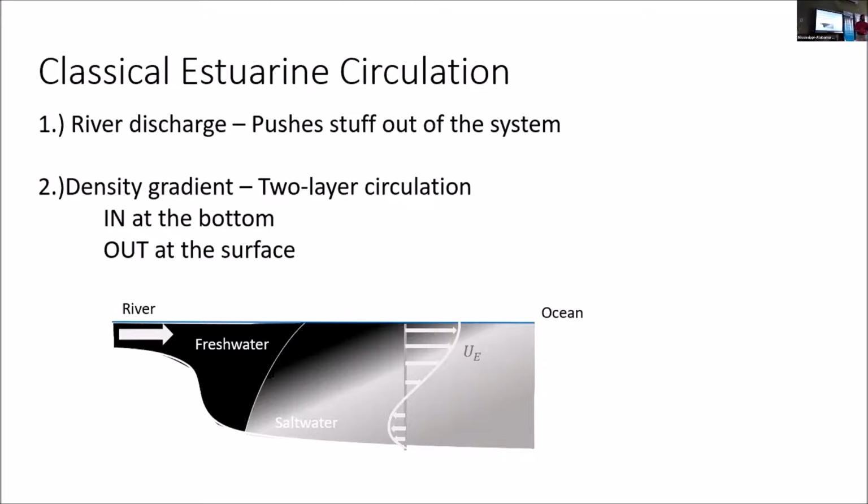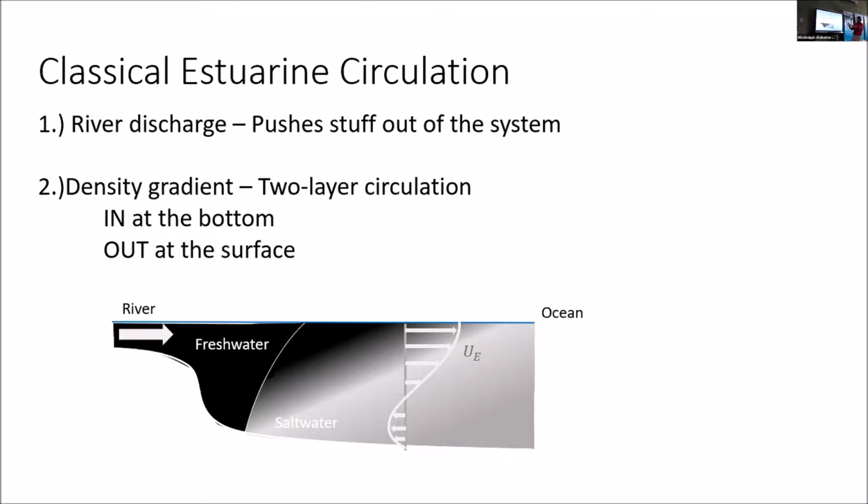And that's really driven by two things. It's driven by river input. The river input generally just tries to push stuff out of the system. But the density difference between the fresh water and the salty water creates a two-layer circulation where you have outflow at the surface, inflow coming in at the bottom. And the two aren't unrelated. The more difference you have between the fresh water coming in and the saltier water offshore, the stronger that two-layer circulation. And so the two are not independent of each other, they're coupled. And so that's sort of the order one estuary circulation.